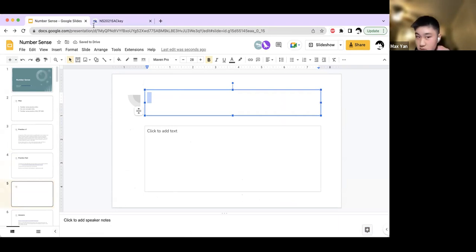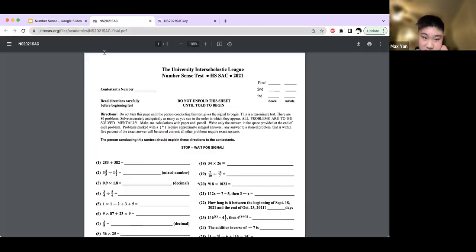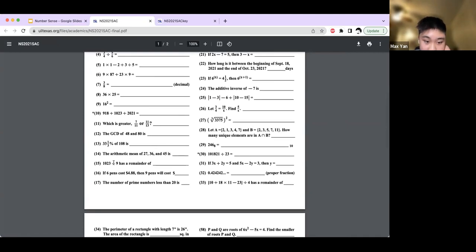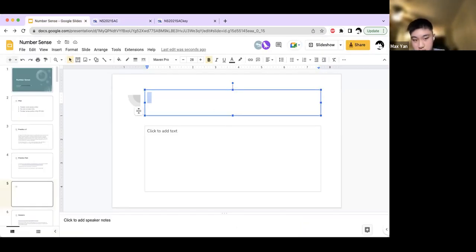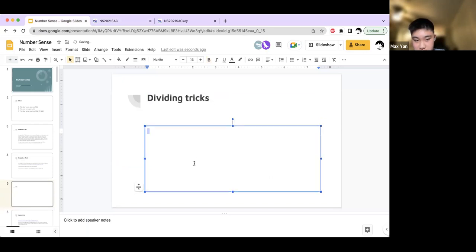So I think the one remainder question on the test was this one, 1023 divided by 9. And this is one of the tricks that you should probably know. So, dividing tricks. Dividing by 2 is simple. Dividing by 3 is you add all of the digits up, and whatever the remainder of that is mod 3, that would be your answer.